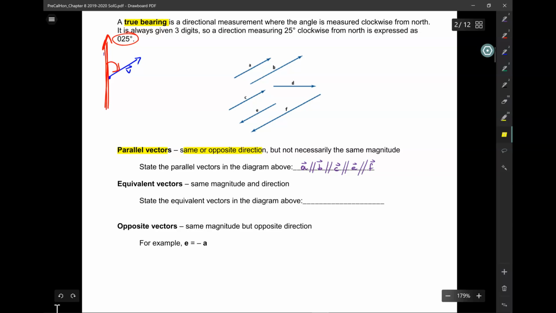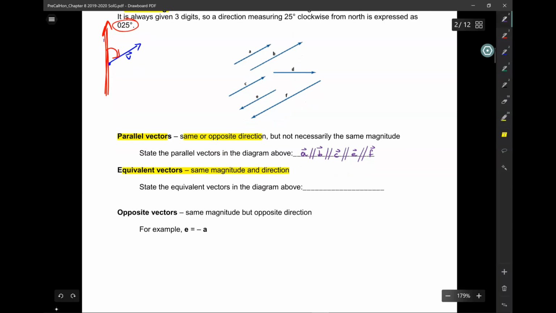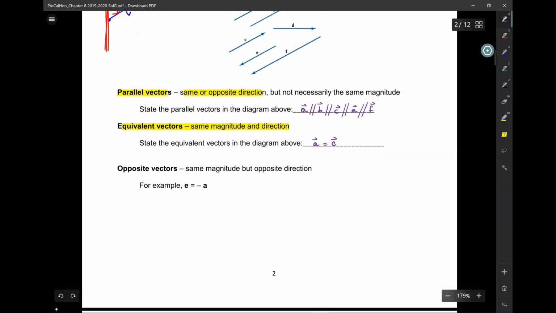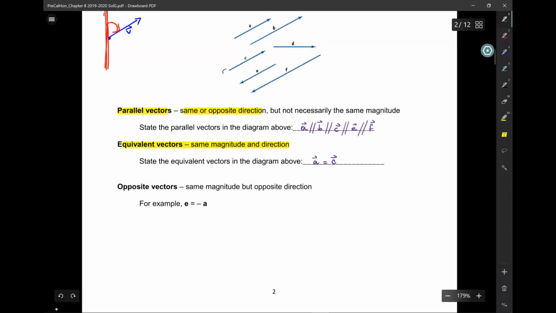Equivalent vectors have the same magnitude and direction. So what is equivalent here? Vector A is the same as what? Not B, but C. Not E, because E is in the opposite direction. So it has to be the same magnitude and direction. Opposite vectors have the same magnitude but opposite direction. So C and E have the same size, but they're pointing in opposite directions.